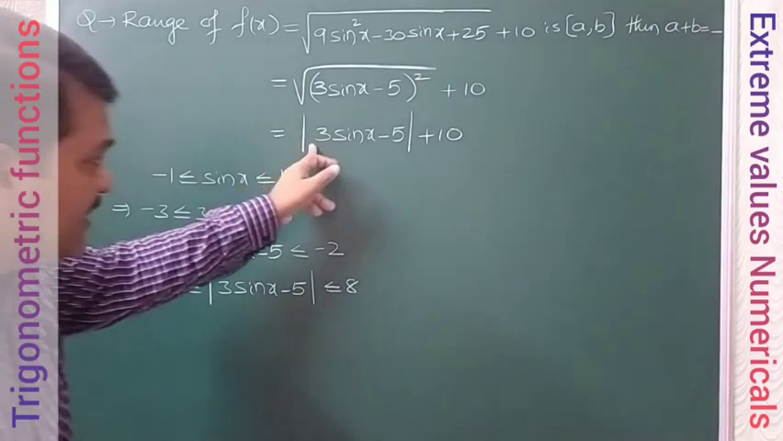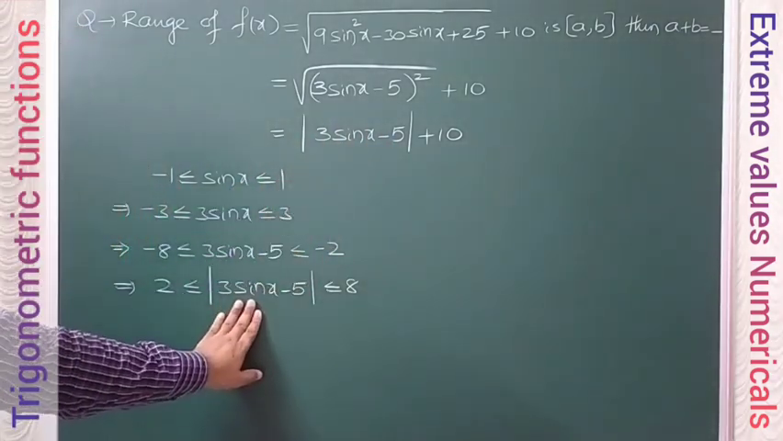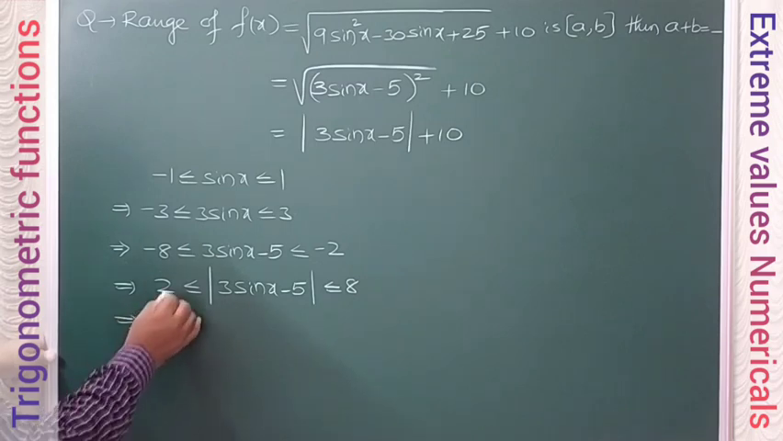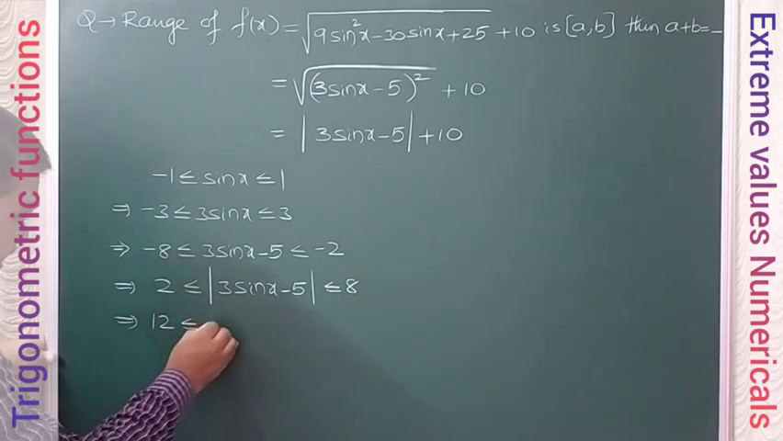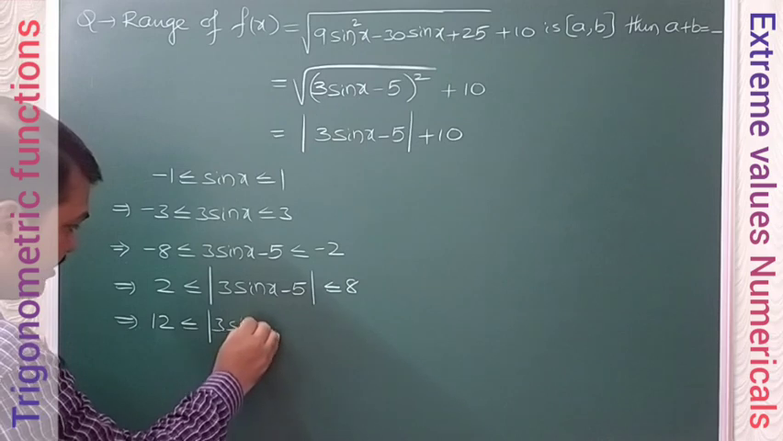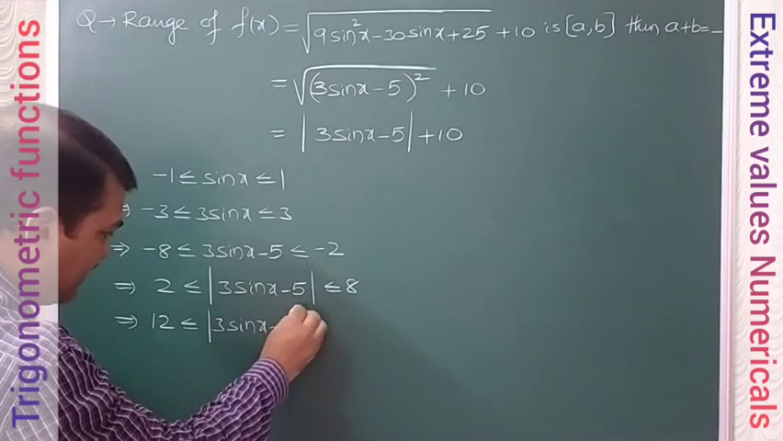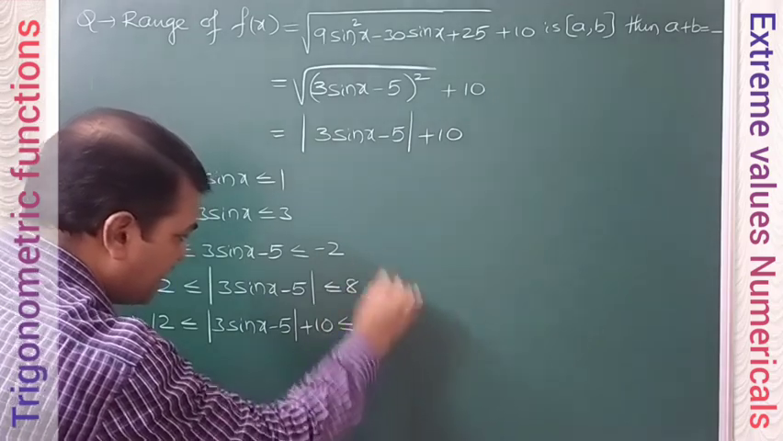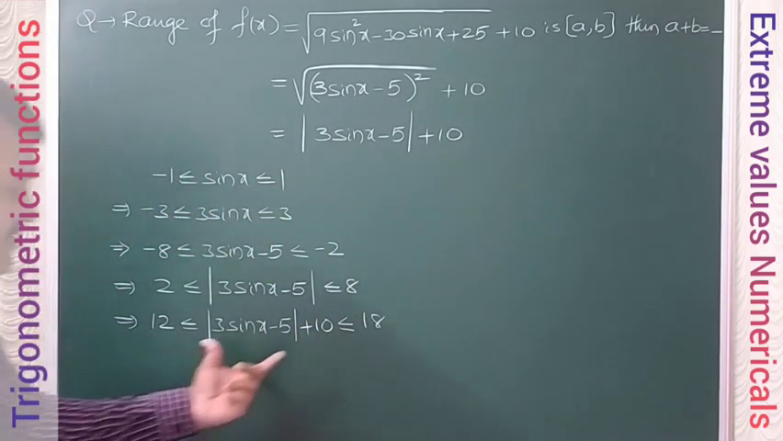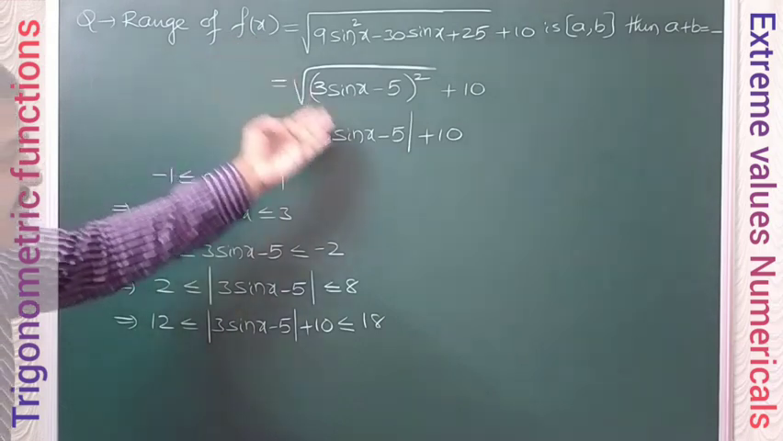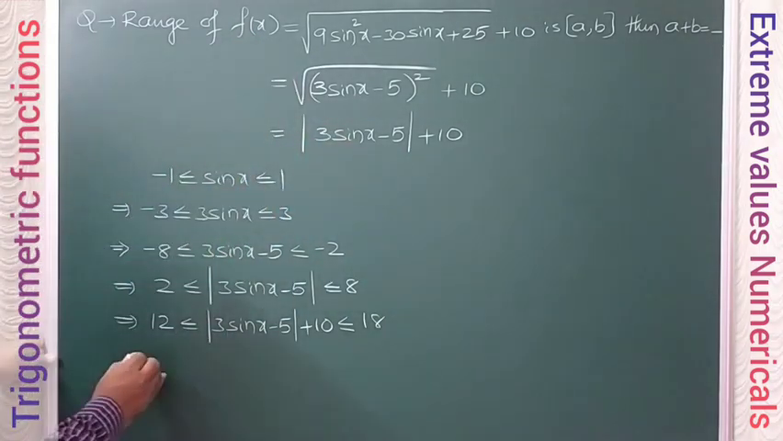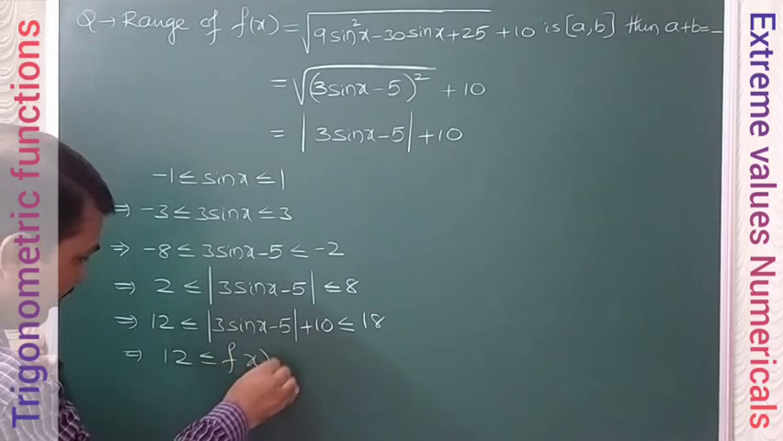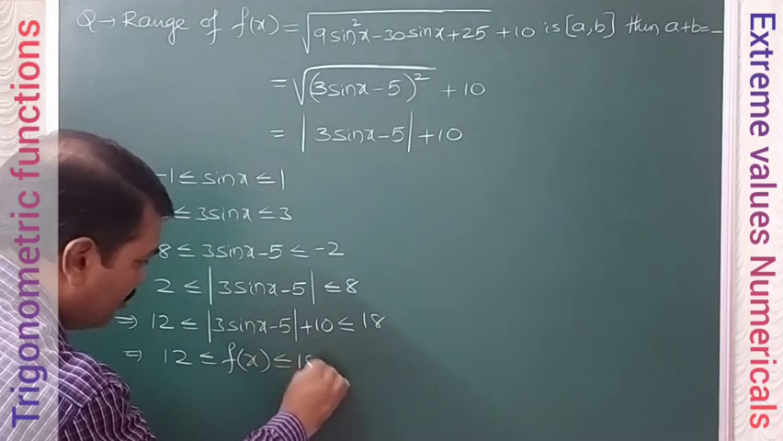So we got the interval for modulus of 3 sin x minus 5. Add 10 to this. Adding 10, 2 plus 10 less than or equal to modulus of 3 sin x minus 5 plus 10 less than or equal to 8 plus 10, 18. Now what is this actually now? That is nothing but f of x. So therefore 12 less than or equal to f of x less than or equal to 18.